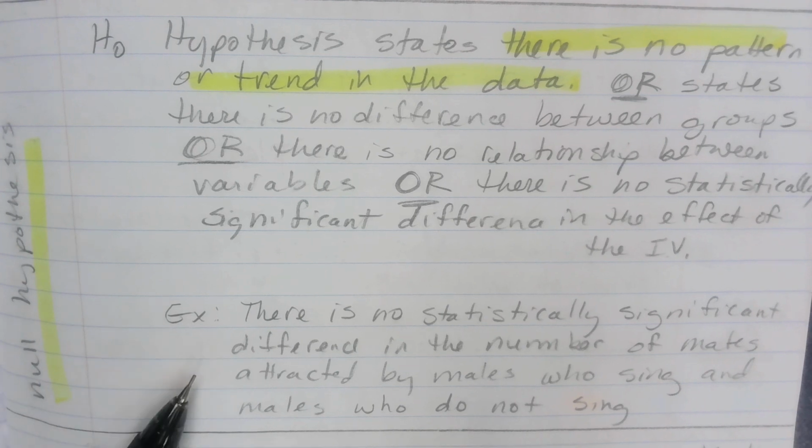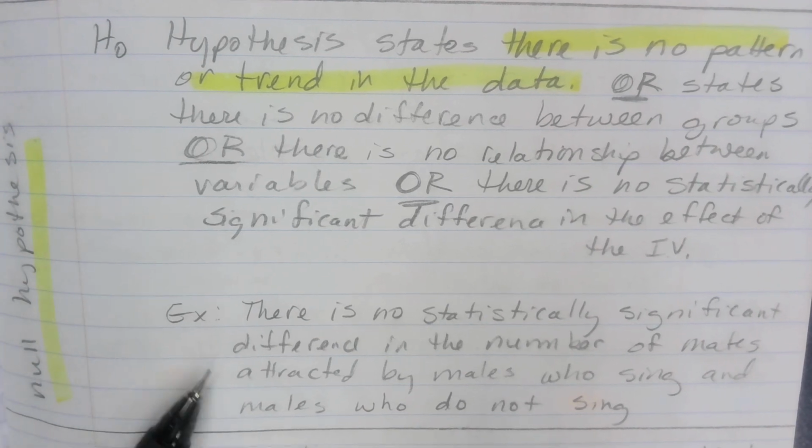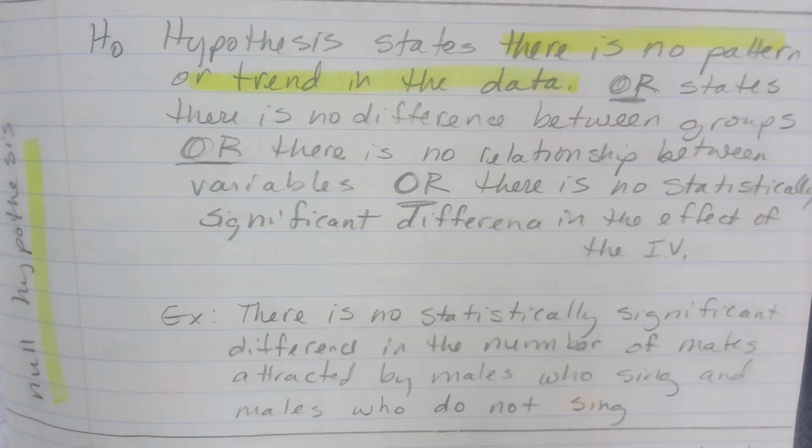So a null hypothesis will say that even though the numbers might be different, 40 and 41, when we're expecting it to be 40 for both, that one difference is just due to chance and it's not statistically significant.